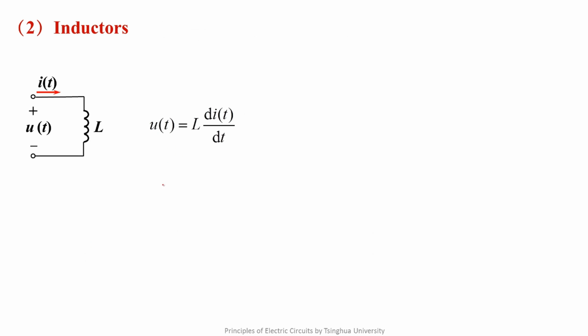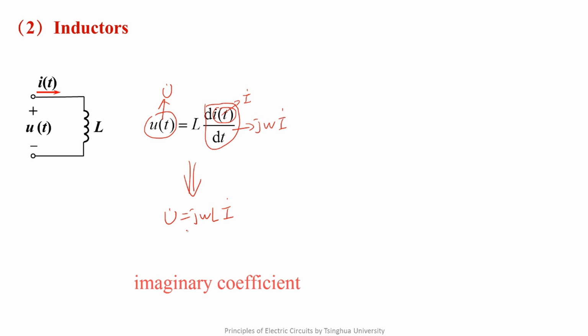Next, we discuss inductors. The phasor form of the voltage of inductor is phasor U. The phasor form of the current of inductor is phasor I. So the differential of inductor current is j omega times phasor I. The differential relationship between inductor voltage and current is phasor U equals j omega times phasor I in phasor domain. It's an imaginary coefficient relationship between the voltage and the current.